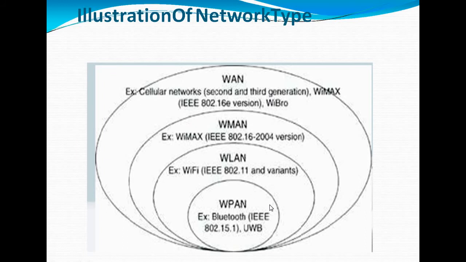So here is the way by which we can communicate with different network types. Here you can see WPAN, WLAN, WMAN and WAN. In WPAN we take the example of Bluetooth with its specific range. In WLAN we use Wi-Fi with the standards mentioned here. In WMAN we use WiMAX with this standard, and in WAN we use cellular networks, that is second and third generation, and it also includes WiMAX and Vibro.